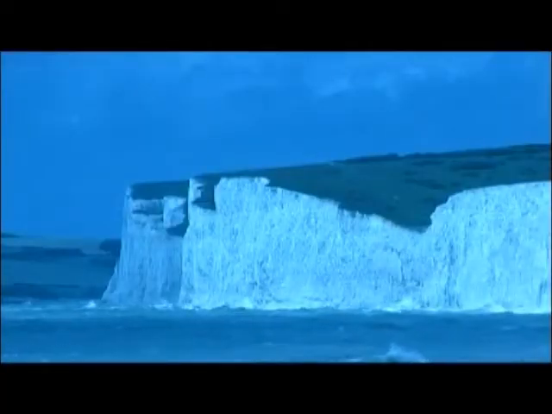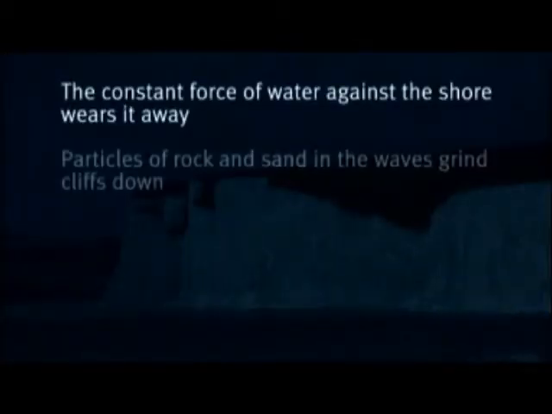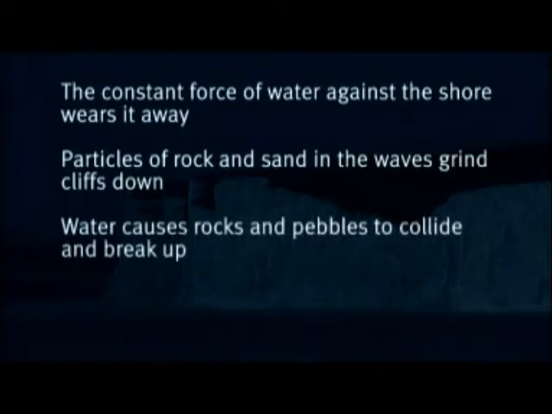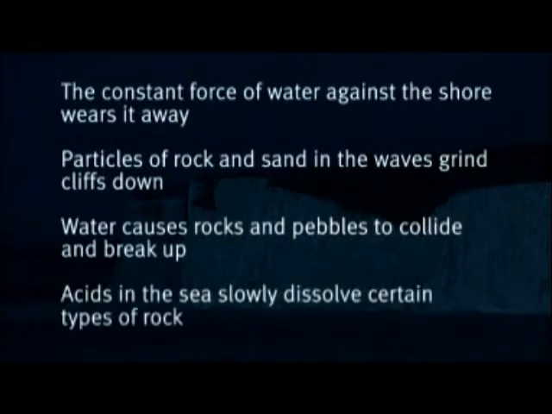Waves cause erosion in four main ways: when the constant force of water against the shore wears it away, when particles of rocks and sand in the waves grind cliffs down, when the action of water causes rocks and pebbles from the shore to smash into each other and break up, and when acids in the sea slowly dissolve certain types of rocks.